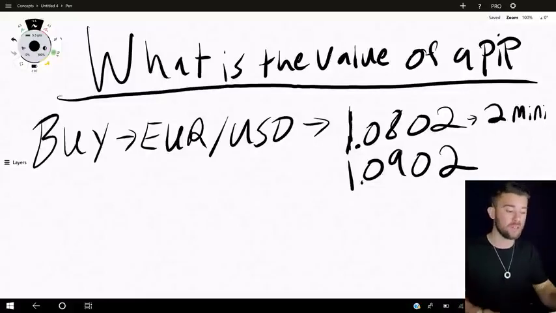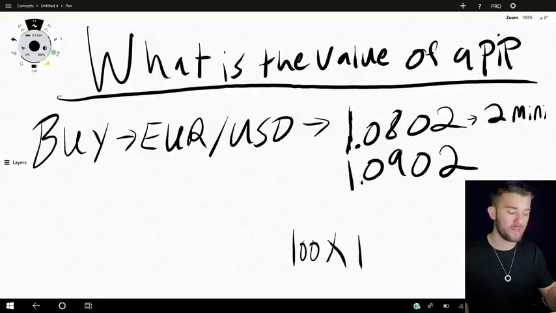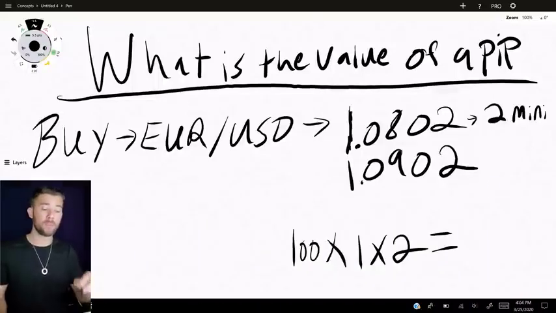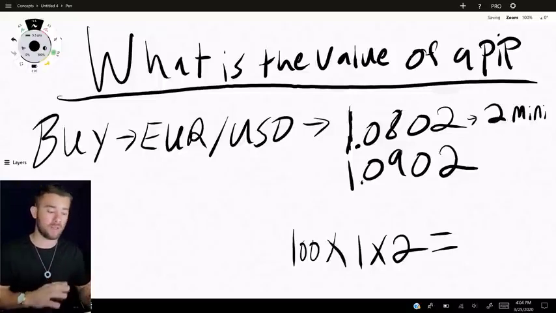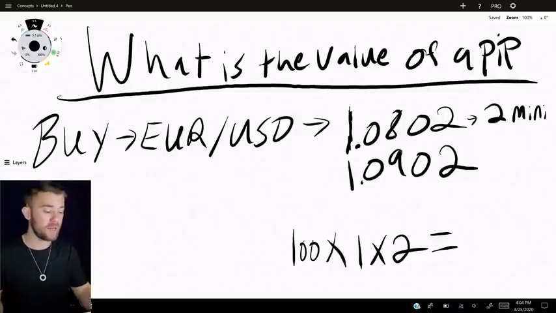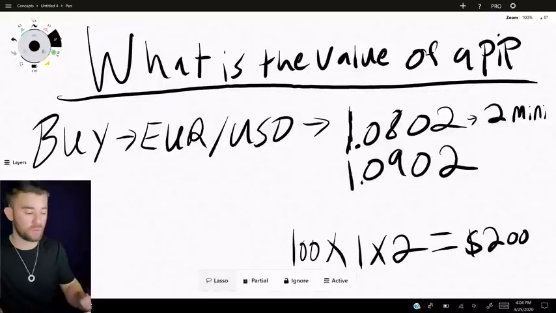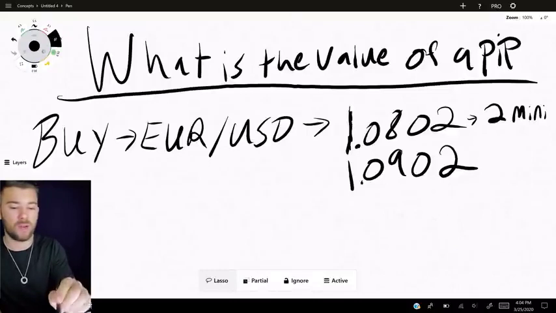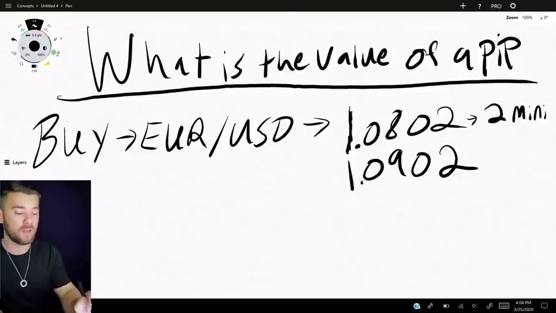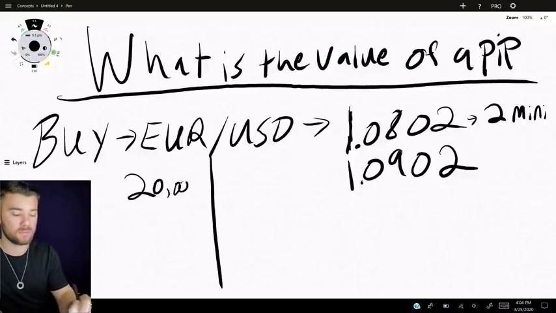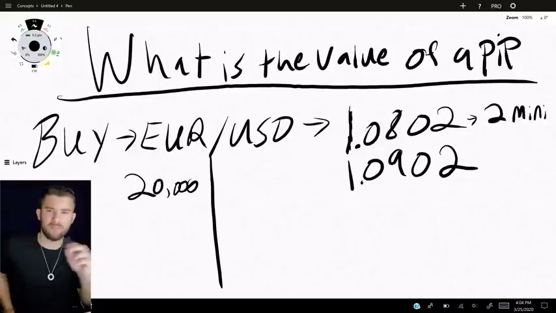So our equation would still be, pips would be 100 times the value per pip when you're trading a mini lot, which is $1, times the amount of mini lots you're trading, which is 2, meaning that your profit on this trade would be 100 times 1, which is 100, times 2, which is the amount of mini lots you're trading. So you would have a profit of $200 on this particular trade. Now, let's go through the other way of looking at it on a mini lot as well. What you are saying is, broker, I want 20,000 euros. And the math is going to get a little more difficult here.